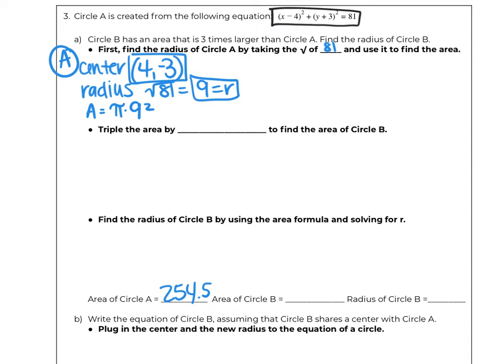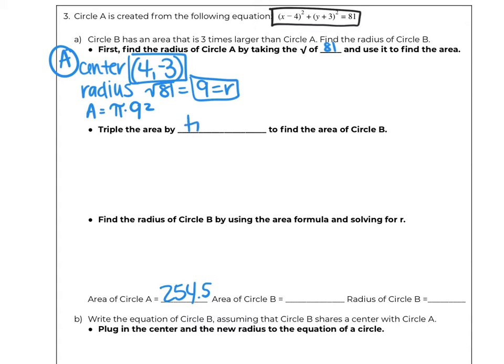Okay, so now it says circle B has an area that is 3 times larger than circle A. Find the radius of circle B. Before we can do that, we have to find the new area. So if this is the area of circle A, and B's is 3 times larger, what would I do to that?